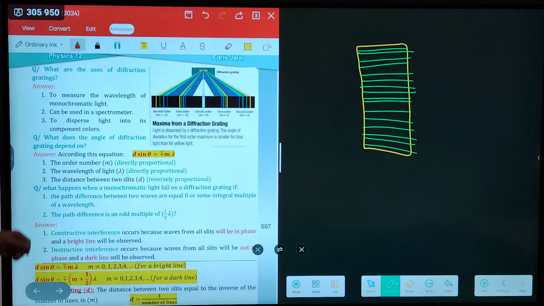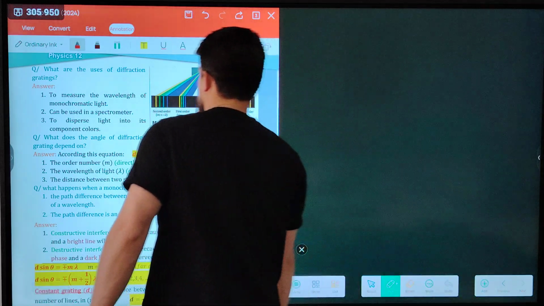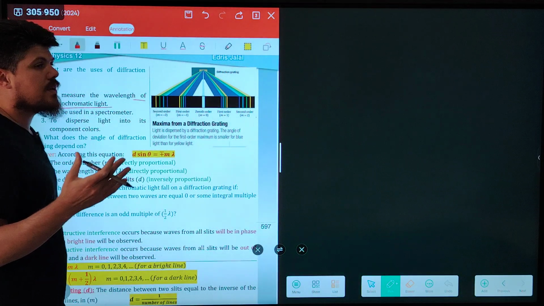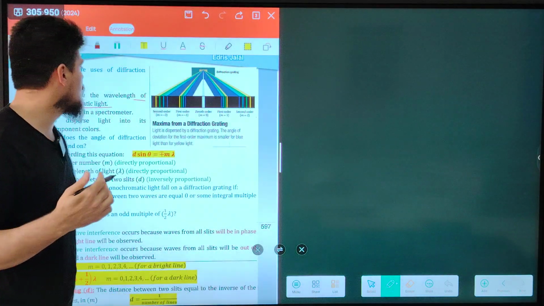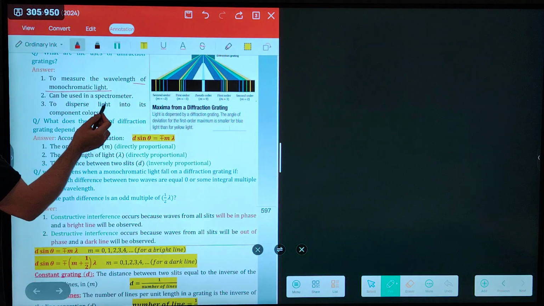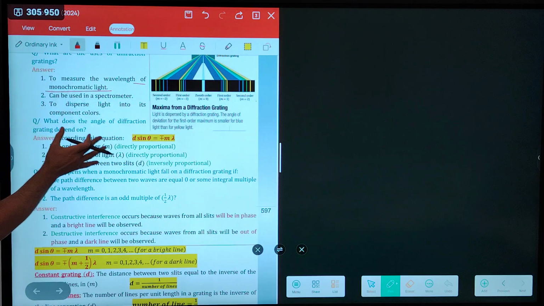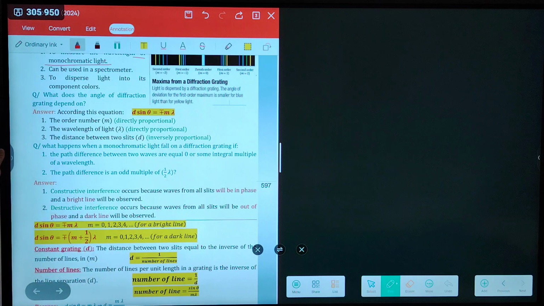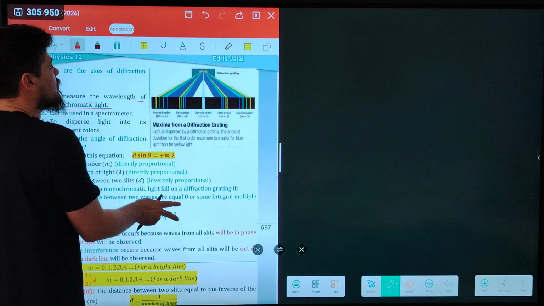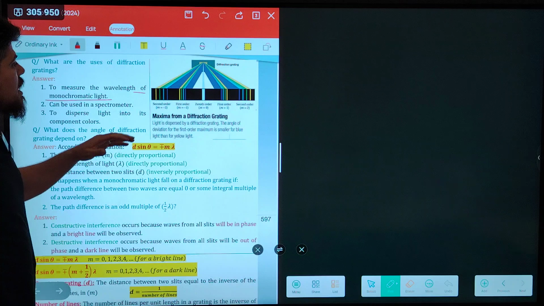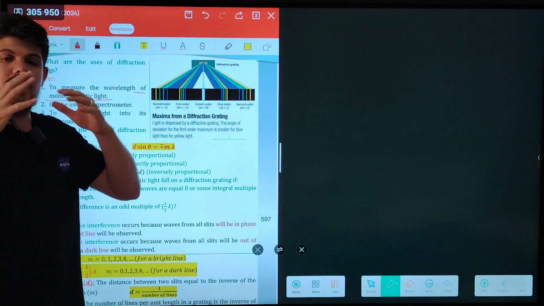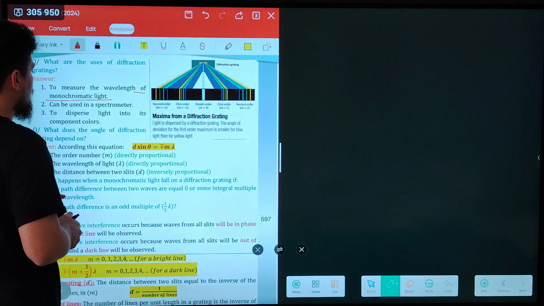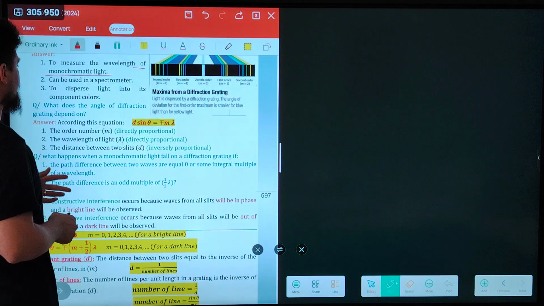What are the uses of diffraction gratings? The applications are very important. To measure the wavelength of monochromatic light, that is, single-color light. It can be used in a spectrometer, a device we will study, inshallah. It can also be used to disperse light into its component colors. When white light passes through the diffraction grating, what happens to the light? The light is separated into many colors, and each color has its own angle of diffraction.